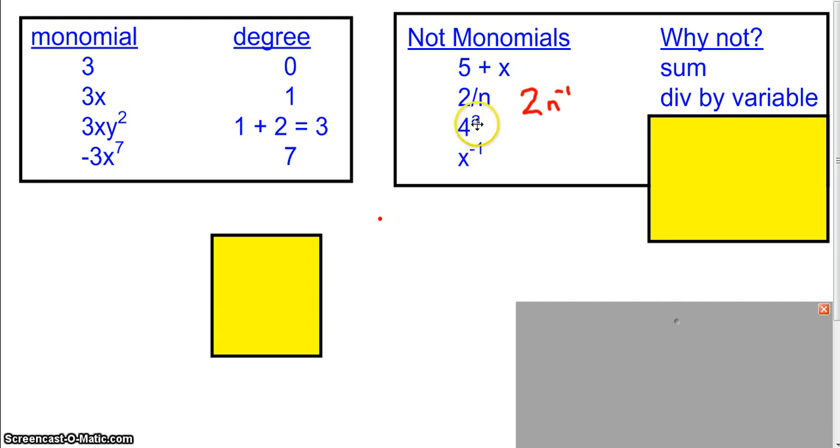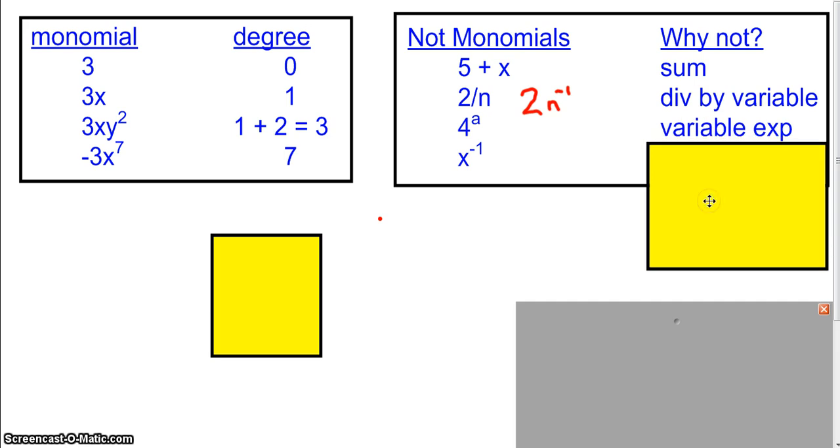We have 4 to the a. This is not a monomial because, do you know what the degree of this is? No. So we have a variable exponent, so it is not considered a monomial.